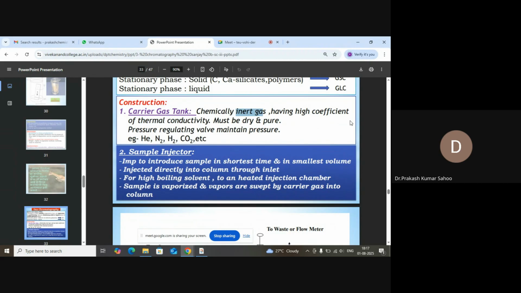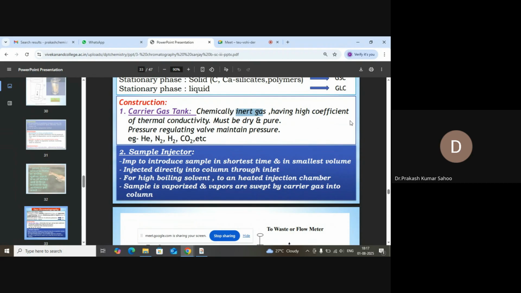Then the second one is the sample injector. It is the part of the chromatograph which is used to inject the sample from which the components are to be separated. It is important to introduce the sample in a short time and in the smallest volume, injected directly into the column through an inlet, for high boiling solvent into one heated injection chamber. The sample is vaporized and the vapors are swept by the carrier gas into the column.